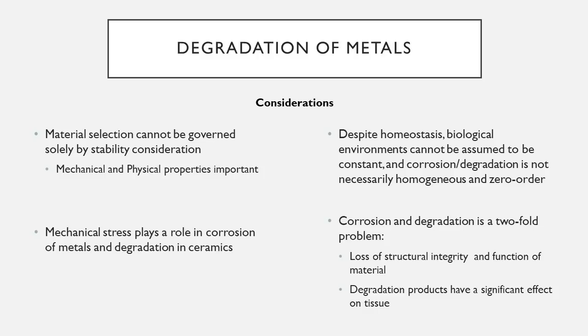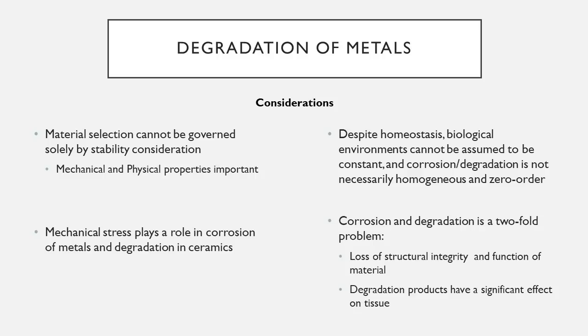So now that we've discussed the degradation mechanisms of polymers, let's move on to degradation of metals in the body, right? So there are four main considerations that we need to take into account when looking at material selection of metals for implants. One is that we can't make our decision based solely on the stability and the mechanical and physical properties of that metal, right?